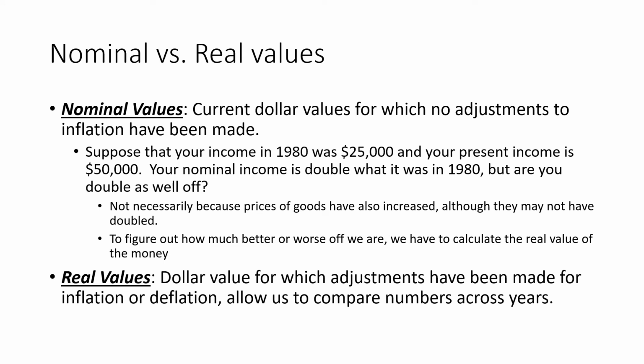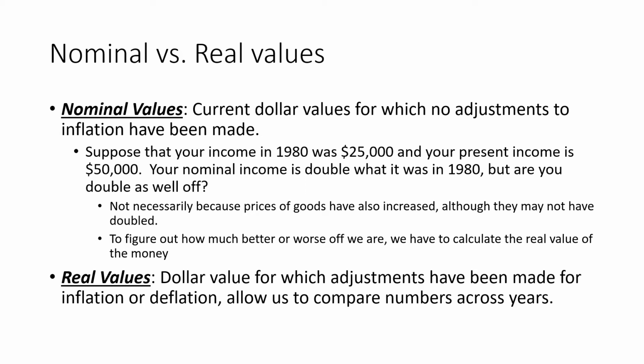Okay, the next section of your text discusses the difference between nominal and real values. So a nominal value is defined as the current dollar value for which no adjustments to inflation have been made. For example, if your income in 1980 was $25,000 and your present income in 2020, so 40 years later, is $50,000, your nominal income actually doubled, right?